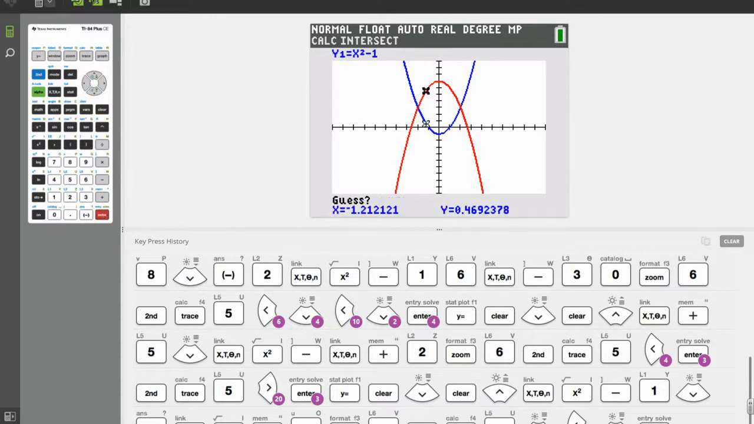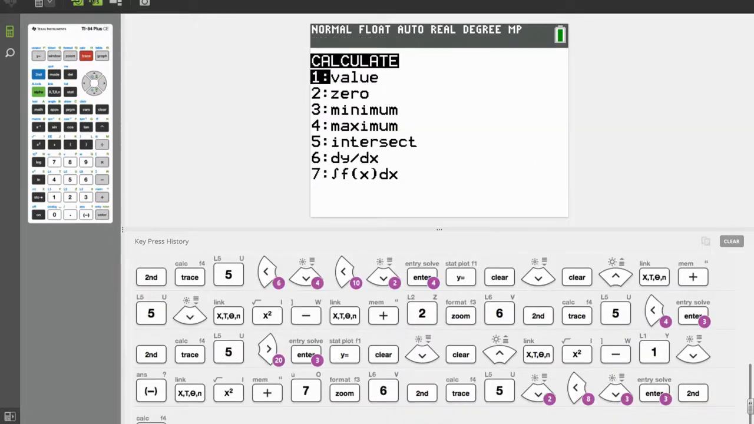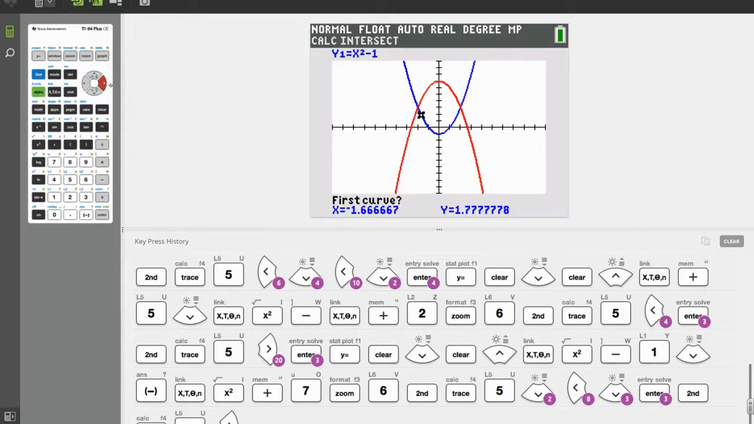Enter, enter, enter. We get -2, 3. That's one of our solutions. Trace number 5. Move near the second intersection point. Hit enter, hit enter, hit enter. And we get 2, 3. We confirmed those solutions.